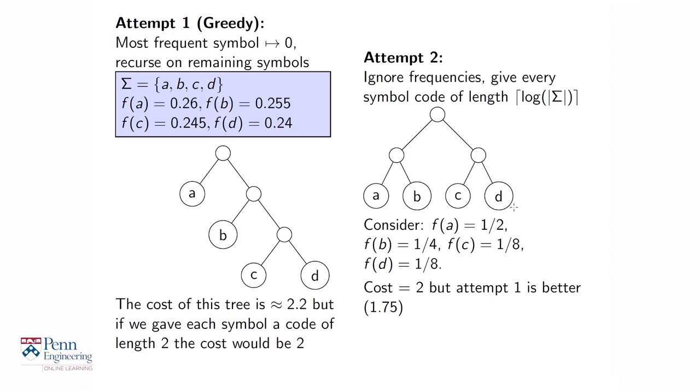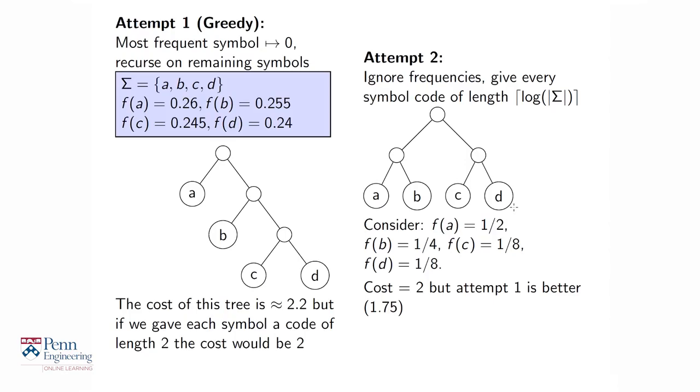So one attempt would be to follow this idea in general. Let's just ignore the frequencies of different symbols and make every code word be of the same length, if possible. So how much length do you need? You need a length that's the logarithm base 2 of the number of symbols in your alphabet sigma. So if the alphabet had 4 symbols in it, you need every code word to be length 2. So why not just make every code word of length 2? Would that be a good optimum solution?